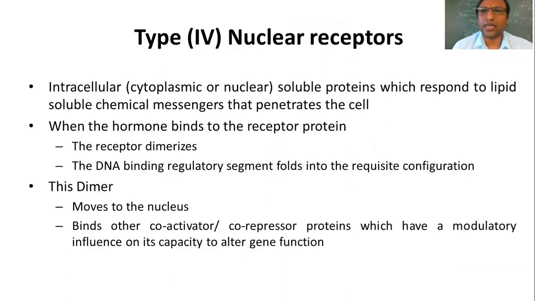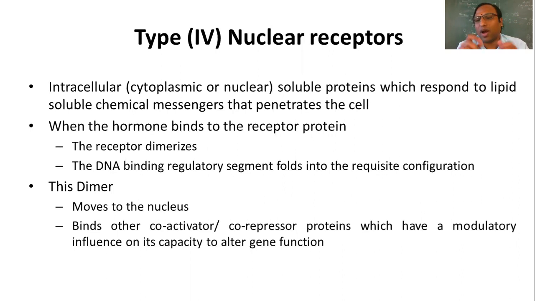The fourth receptor in this category is called the nuclear receptor. From the name itself we can know it is intracellular. It is not on the membrane. These are cytoplasmic or nuclear soluble proteins which respond to lipid soluble chemical messengers that penetrate the cell. When the hormone binds to the receptor protein, the receptor dimerizes in the same manner, and the DNA binding regulatory segments fold into the requisite configuration. Due to this dimer formation, it moves to the nucleus through the nuclear pore.